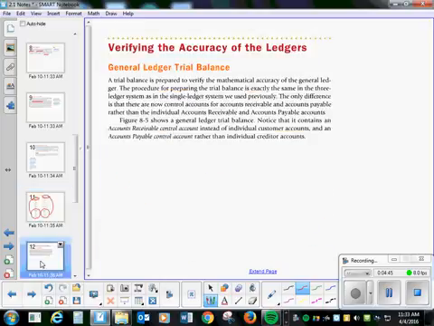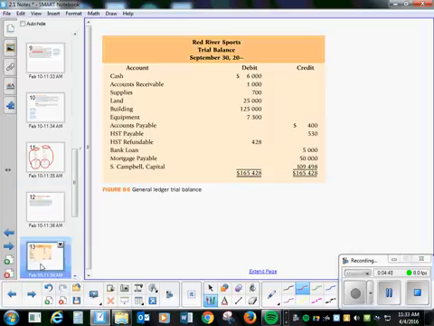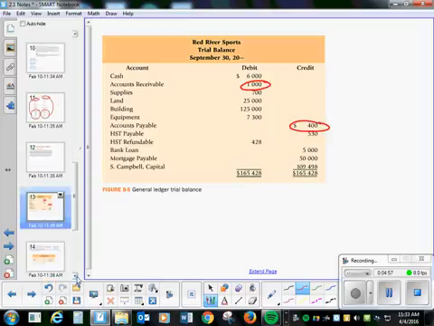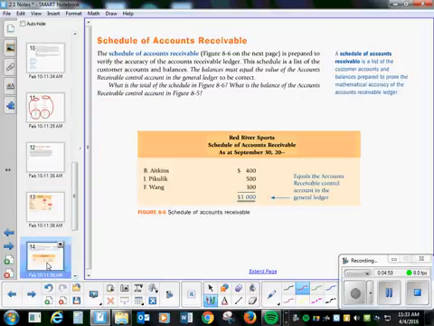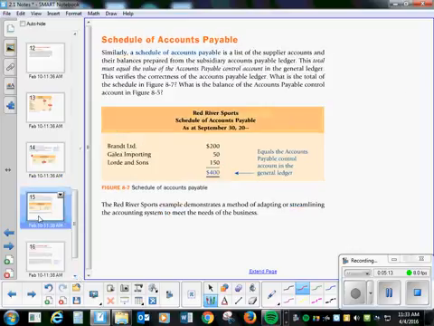Now, to verify the accuracy of the ledgers, you're going to create a trial balance again. So you'll see your accounts receivable here and your accounts payable here. Once you do that, you also need to attach a schedule of accounts receivable. So you need to list all of the people who owe you money, and you need to make sure that that $1,000 matches what's on the trial balance. After you do that, you need to make the same thing for a schedule of accounts payable, and you need to make sure that that $400 matches what's on your trial balance. So now you're creating 3 different forms.